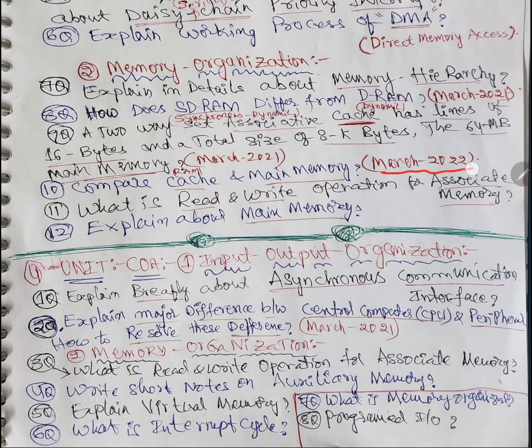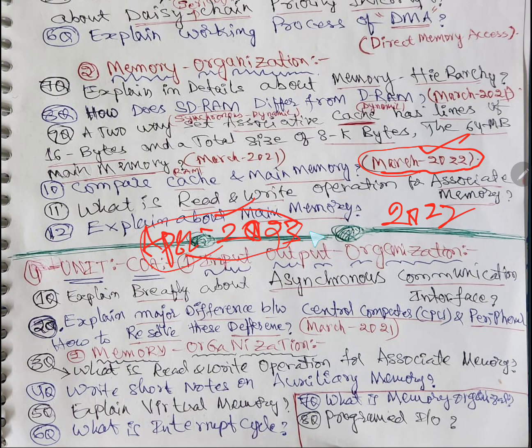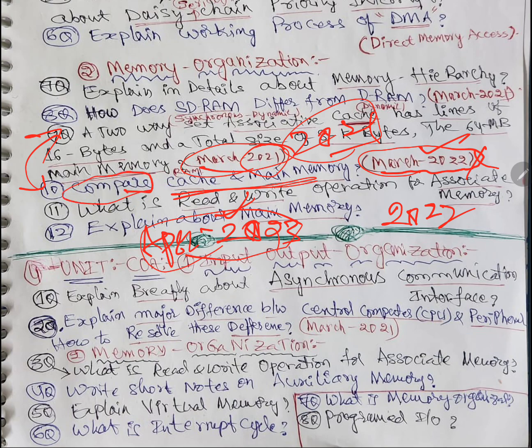See here, March 2022, last year. Now we are going to write 2023, right? April 2023 question paper. We will be getting some questions like March 2021 mostly, and this is last year question, direct question. See here, this question and this question are same actually. It's compare cache and main memory, right? Little bit compare means we need to compare theoretically. With common sense we can compare.